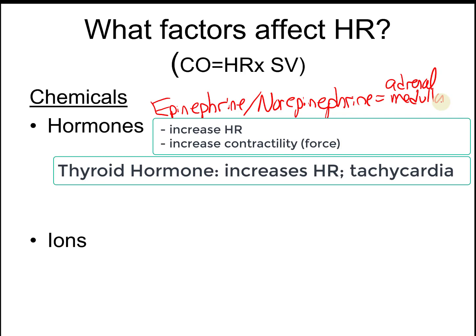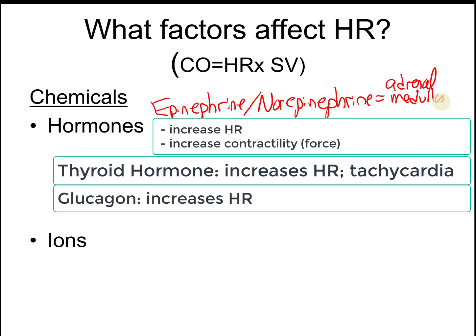So, again, people with hyperthyroidism have something called tachycardia, which is an elevated heart rate, which makes sense because they make too much thyroid hormone. And lastly, we have glucagon, another hormone made by the alpha cells in the pancreas, and this also increases your heart rate.